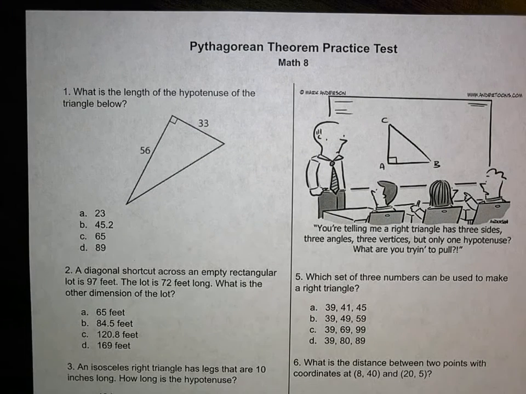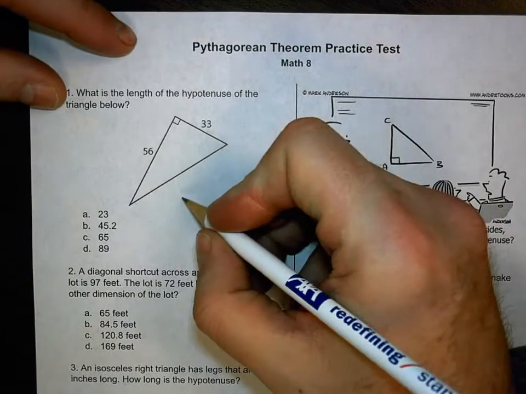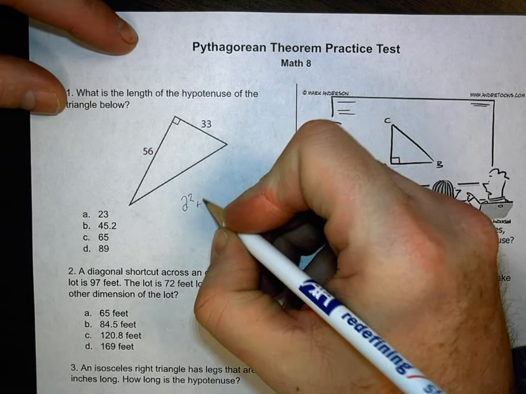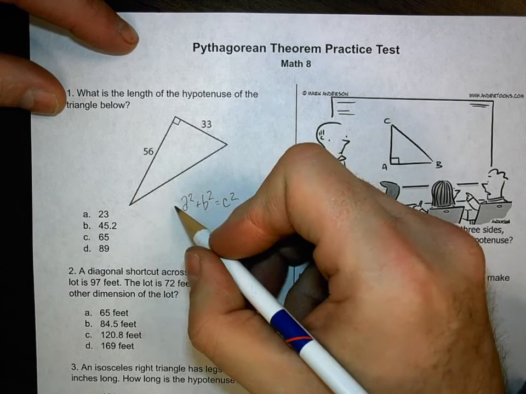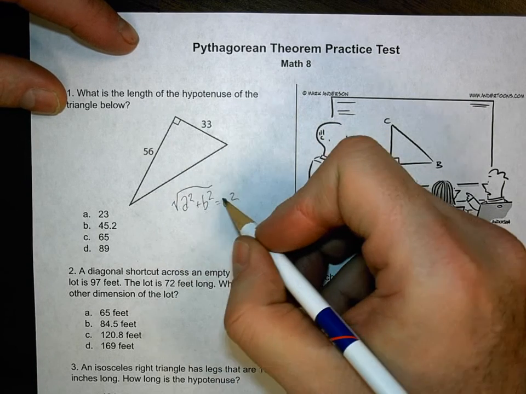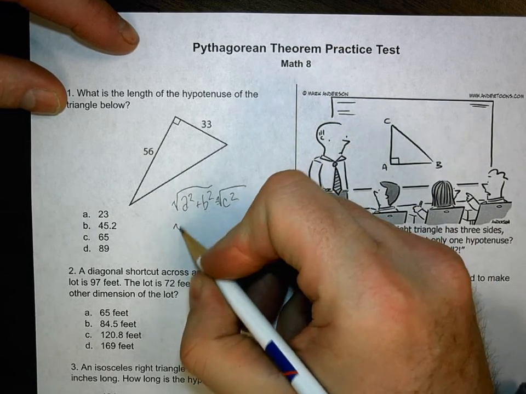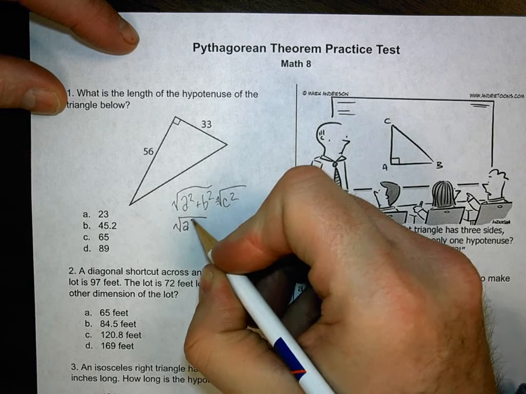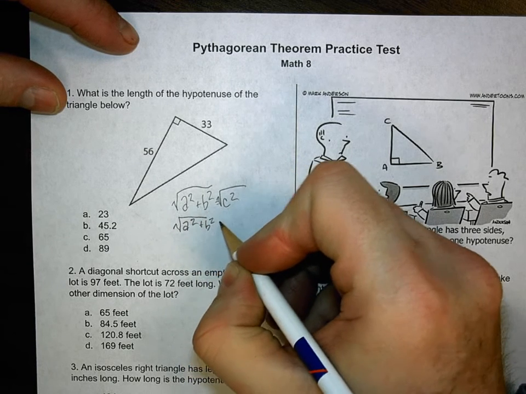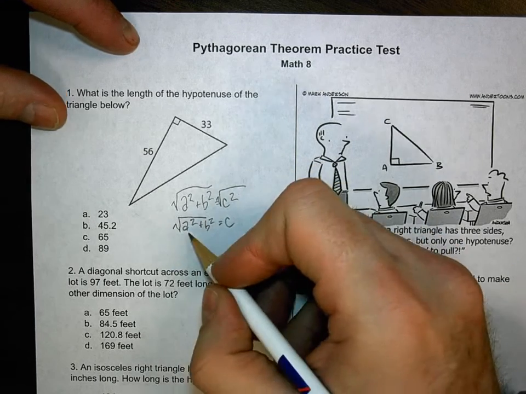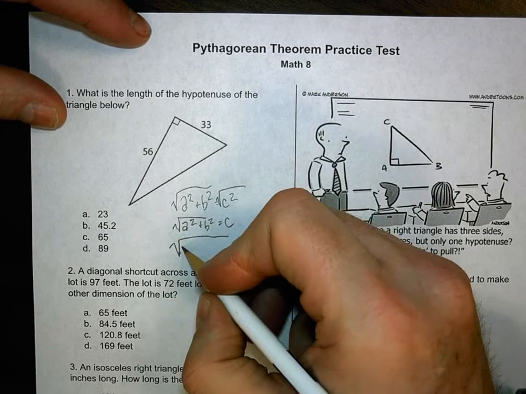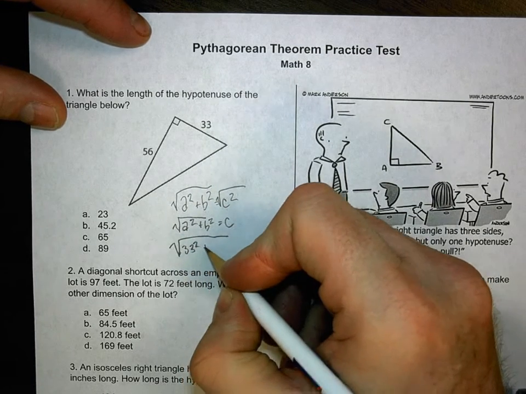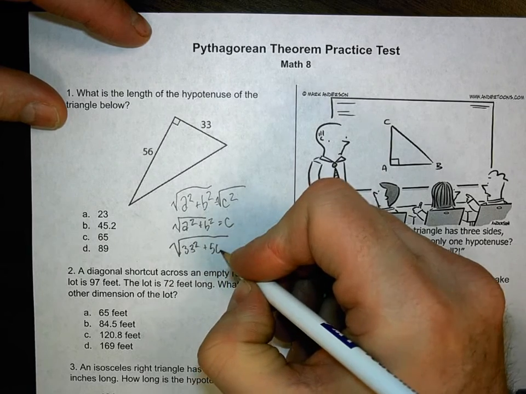Straightforward question says, what's the length of the hypotenuse of the triangle below? We know the Pythagorean theorem, where a squared plus b squared equals c squared. And the converse of that, if we put all these under a square root, we get the square root of a squared plus b squared equals c. And all we got to do is substitute these now. So let's substitute 33 squared plus 56 squared.